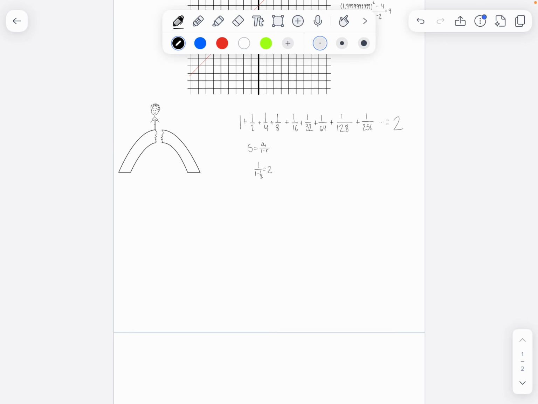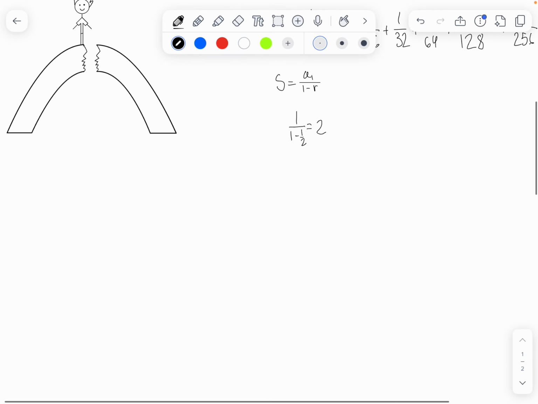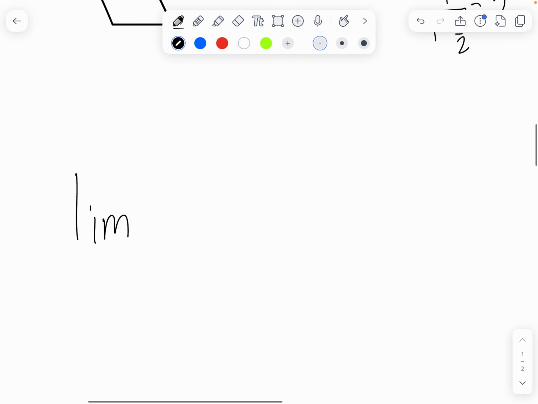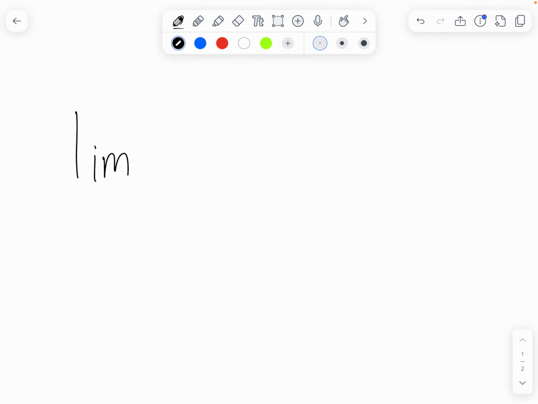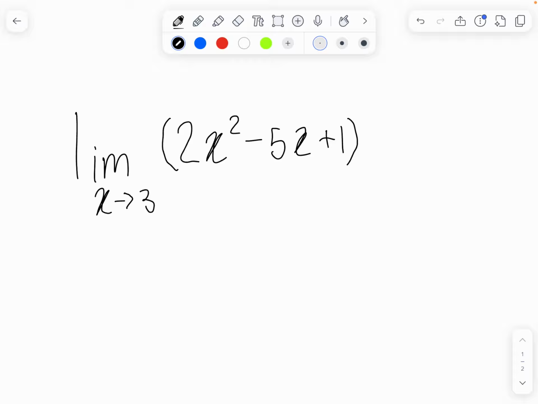So, let's get to our first limit question. What is the limit? So this is probably going to be a very easy question to start off with. What is the limit as x goes to 3 of 2x squared minus 5x plus 1? Take like a minute and solve this question. Pause the video. Okay, so if you got an answer of 4, that is the correct answer.